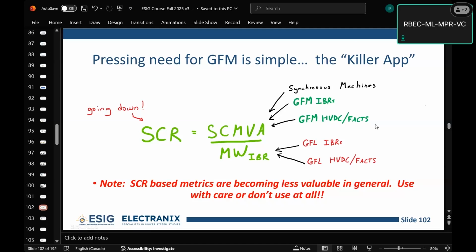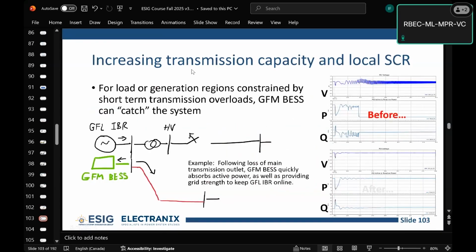So a couple of sample applications. There was a study done for ESIG a while back that actually had some really nice real world examples on this. You can go looking for it in the ESIG library. It's called GFM Benefits, I think, something like that. But in this example, we studied a grid following IBR, and this is the same exact scenario that we were looking at in our mode cycling example, right? We have two paths out and we lose one path. We're left constrained on the other path.